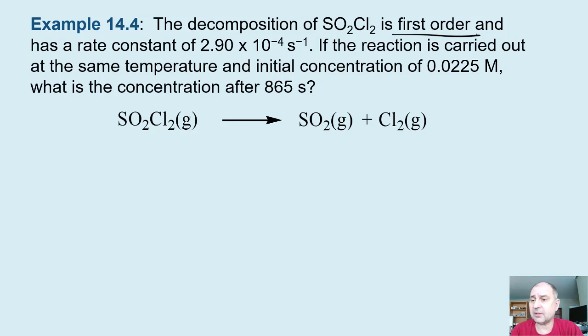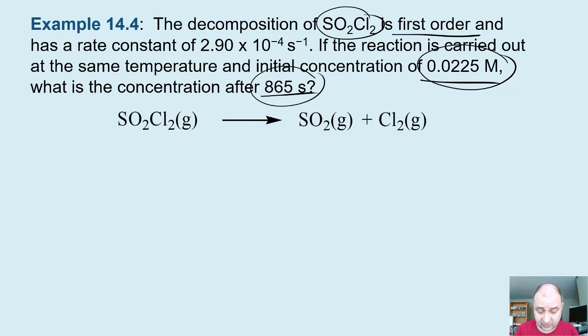Otherwise we can't use the integrated rate law. That's always a given. If that's not said, you can assume it, or we don't really have a problem to solve. And then the initial concentration is given, and it's telling you the time. And so they want to know what is the concentration of this reagent at 865 seconds.